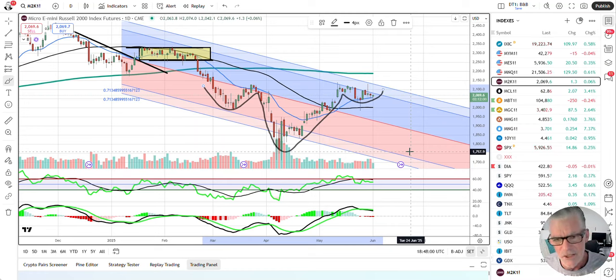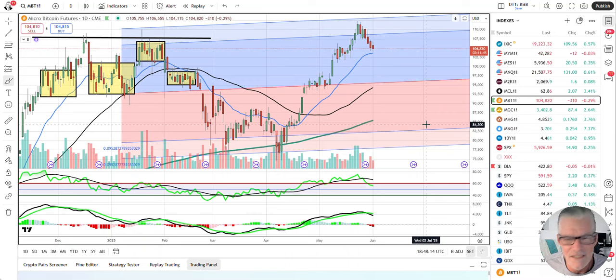Every day that passes without negative tariff news is a good day, because that means we're getting closer and closer to ultimate resolutions, deals being made. All that is good. Okay, let's take a quick look at Bitcoin, because it is in a nice pullback.